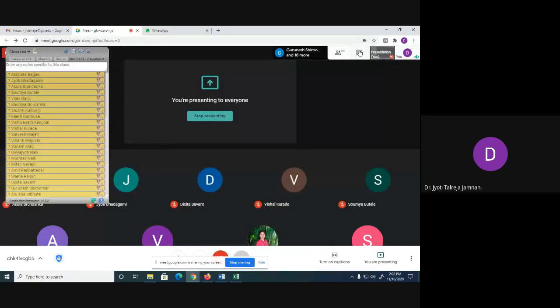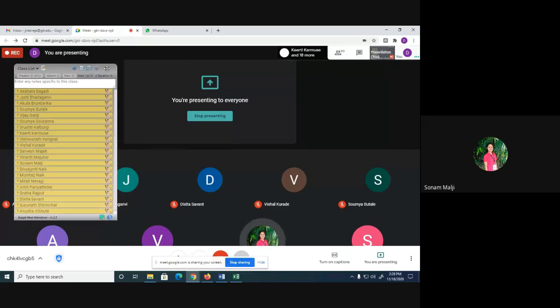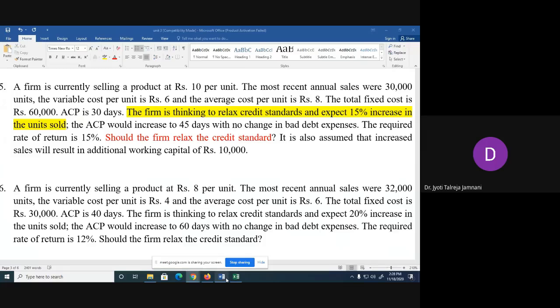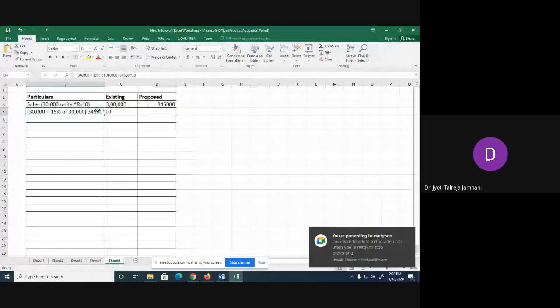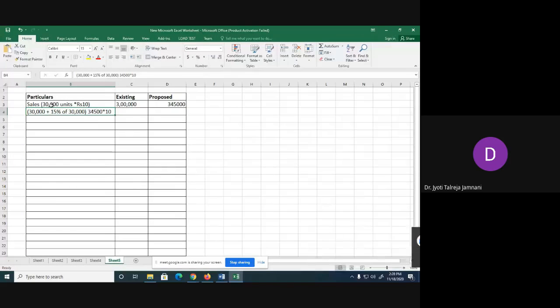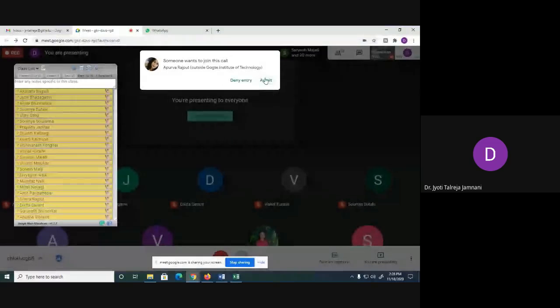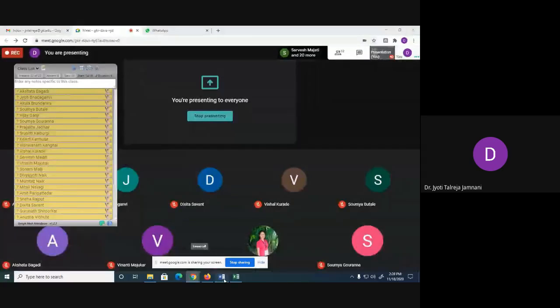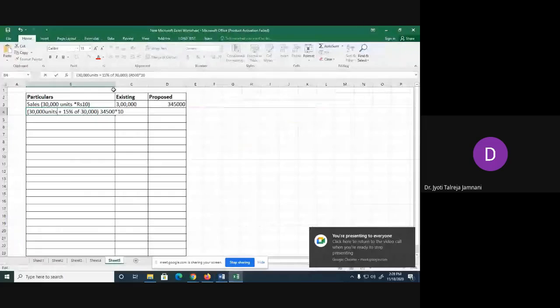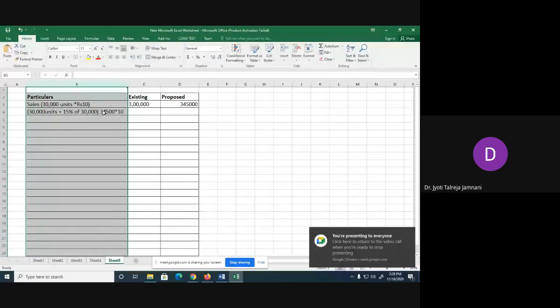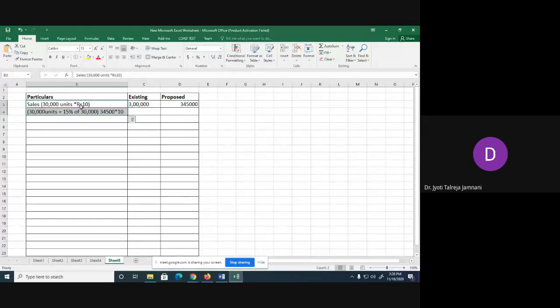Is that clear, everybody? Ma'am, why do we have to multiply again into 10? Because this is the number of units, 34,500 units it is. I have taken 30,000 units and added 15% to it. And in the question also you can see it's given 15% increase in the units sold. So it is the units sold that increase, and that's why I'm adding it. Is that clear? Yes, ma'am, got it. Any other doubts, anybody? So we have existing sales and we have proposed sales.